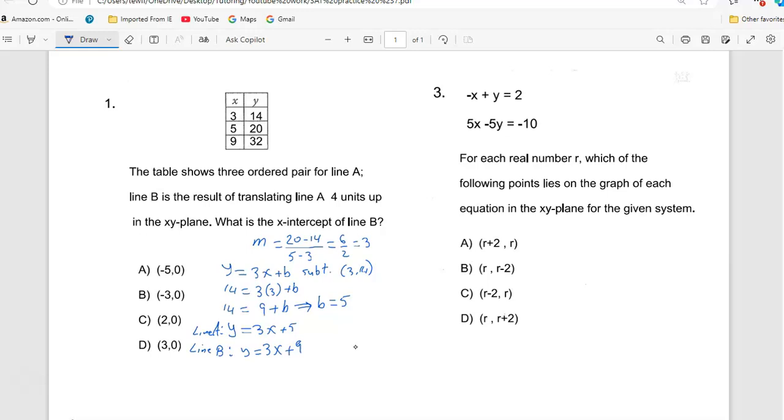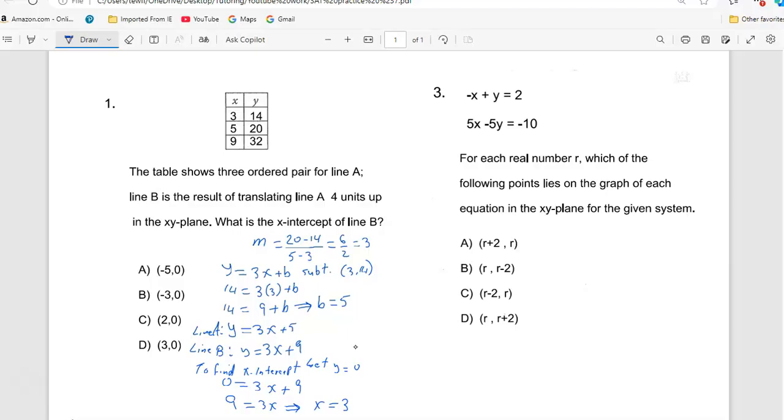So we're looking for the x-intercept of this line B. How do we find the x-intercept? By putting y equal to 0. So to find the x-intercept, let y equal 0. So 0 equals 3x plus 9. Isolate x, get rid of the 9, subtract 9 from both sides, and now you divide both sides by 3, you're going to get x by itself.